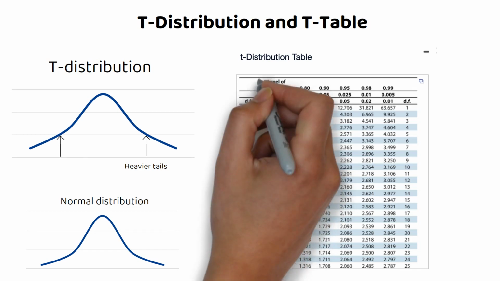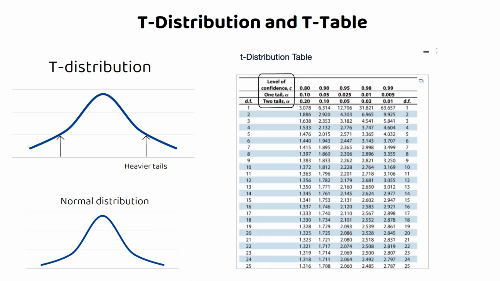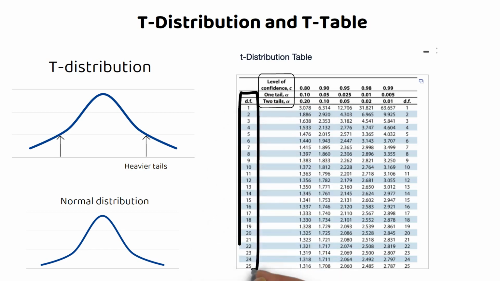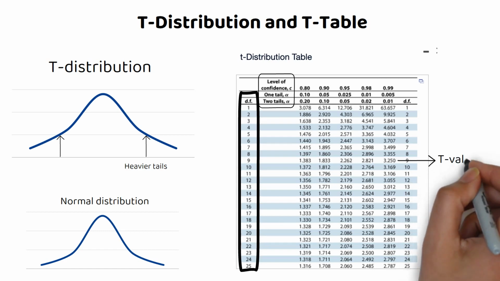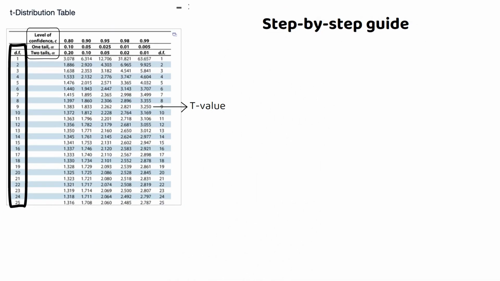The T-table has rows and columns. The columns usually represent the confidence level or two-tailed significance level. The rows correspond to the degrees of freedom, DF, which is typically calculated as the sample size minus 1. Each value in the table is a T-value. Here's a step-by-step guide on using it.